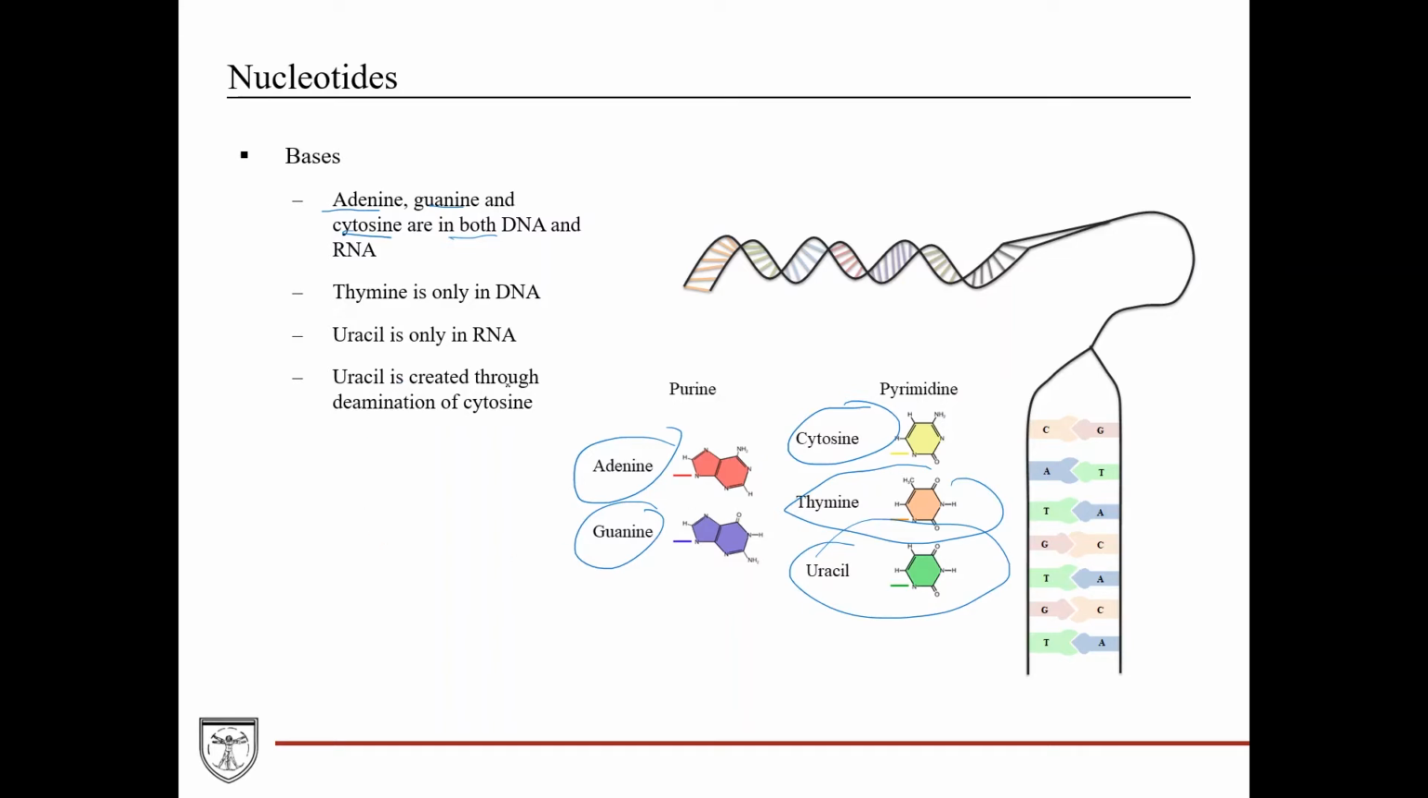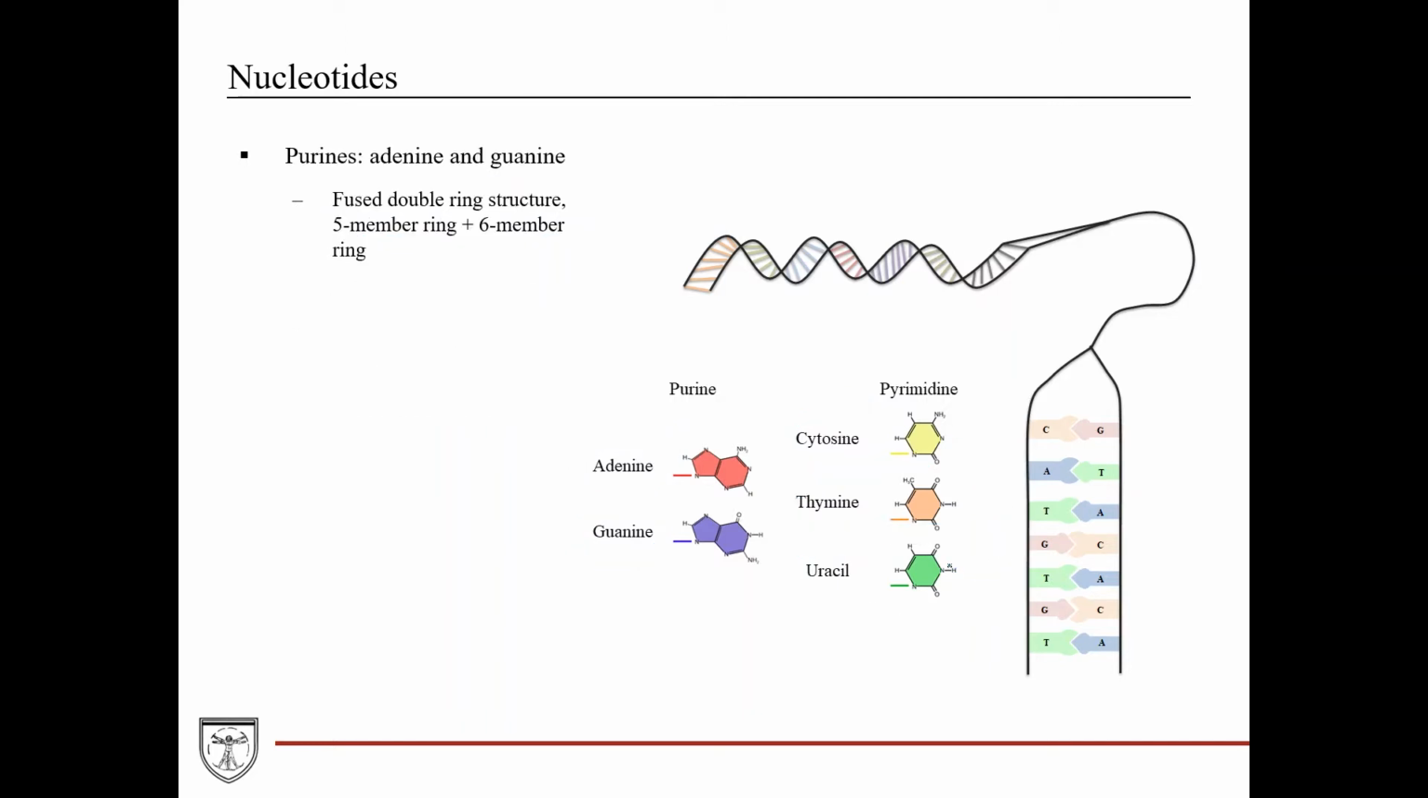And uracil is actually created through the deamination of cytosine. So you have cytosine, undergoes deamination, gives you uracil. So you have two groups of these nucleotide bases. You have purines and pyrimidines. And they each have a common structure.